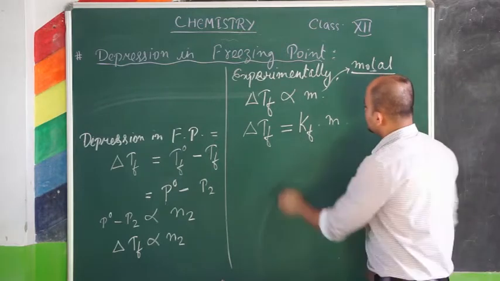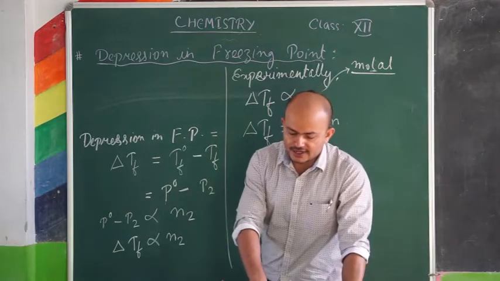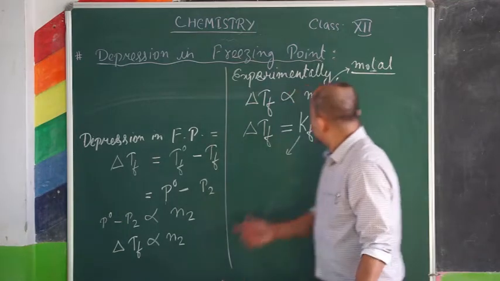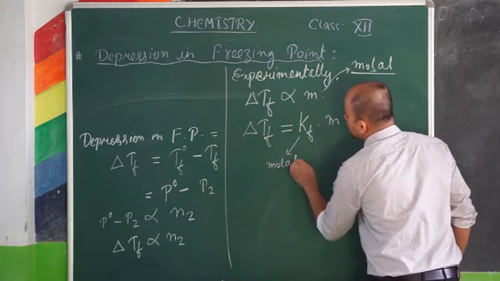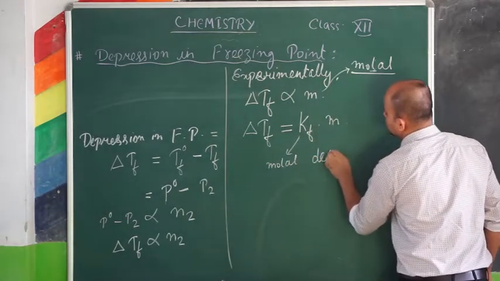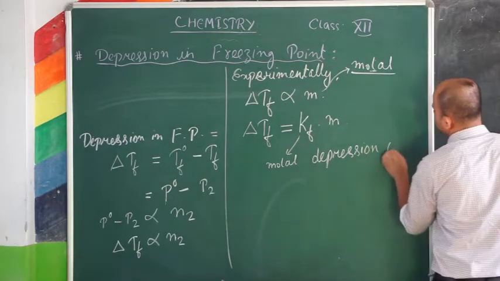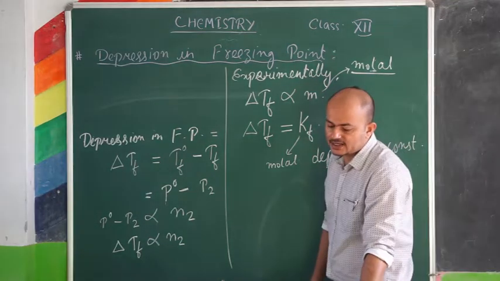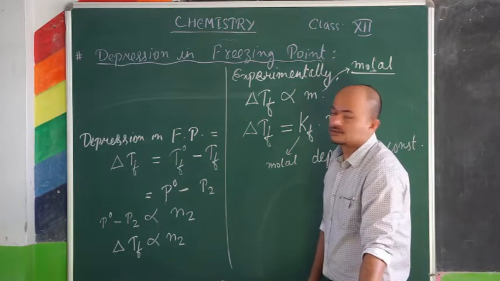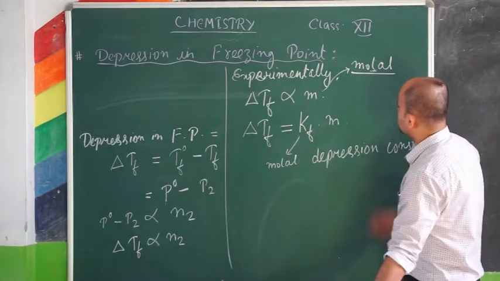Now this Kf is the molal depression constant. This particular constant is the molal depression constant, or it is also called the cryoscopic constant. So you have to remember this. This Kf is the molal depression constant.